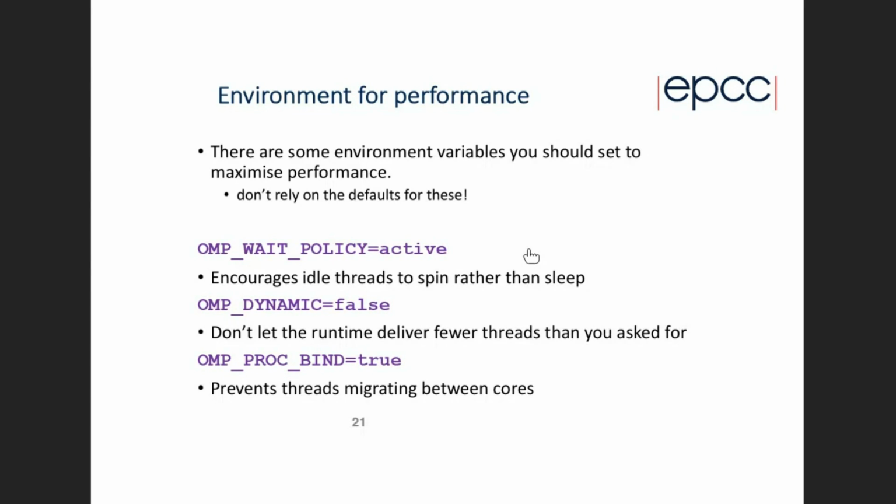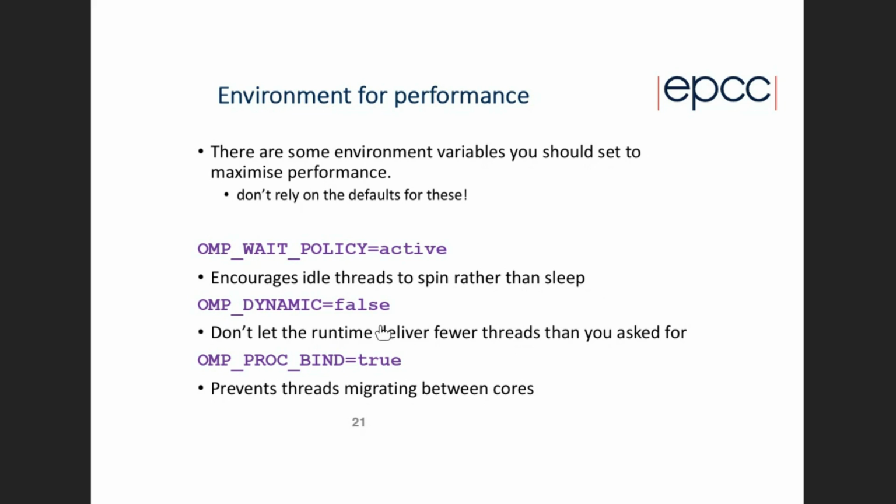So this is when threads are not doing anything. It could be between parallel regions. It could be waiting at a barrier. It could be waiting to acquire a lock or enter a critical section. So any point where threads are not active, what do they do? Setting this to active encourages those threads to spin and consume CPU cycles rather than go to sleep. So if you have dedicated hardware resources, that's fine, and it makes it faster to reactivate the threads.